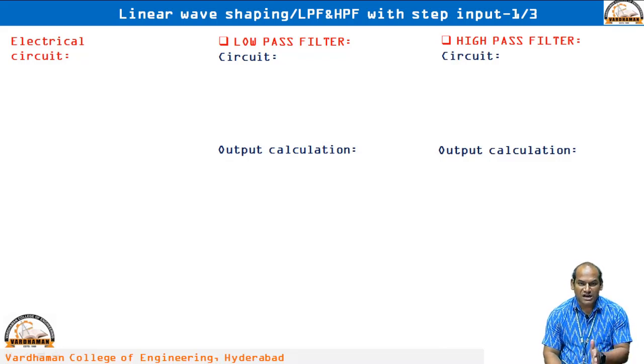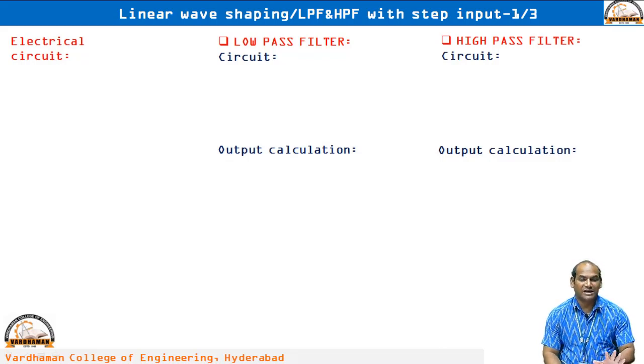Before starting this concept, I want to take one electrical circuit, which is a low pass filter and high pass filter combination. That means I will not say whether that particular circuit is a low pass filter or a high pass filter. The analysis will be done on an electrical circuit which again has only a resistor and capacitor, and we will take some conclusions from that analysis, which will be helpful to understand the low pass filter and high pass filter with the step input.